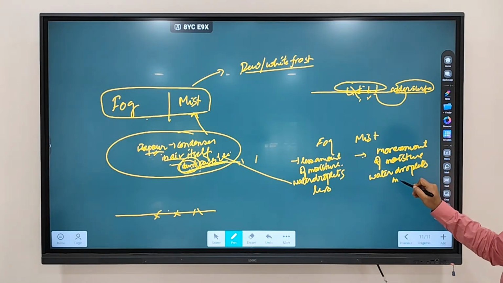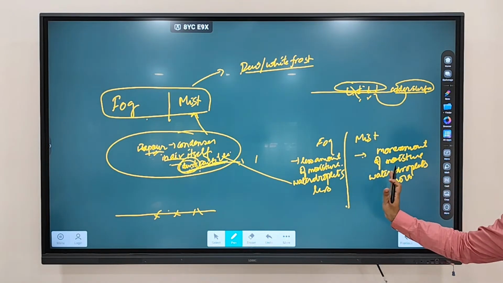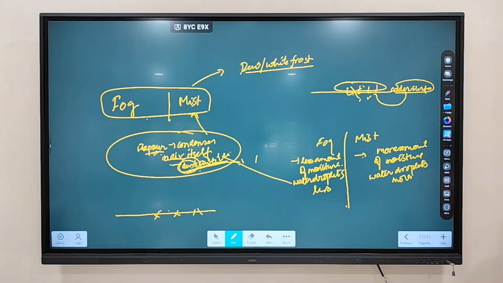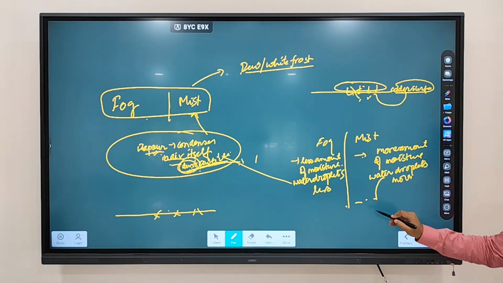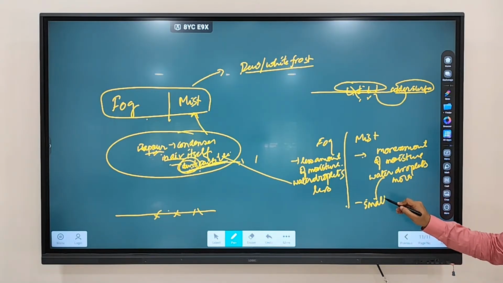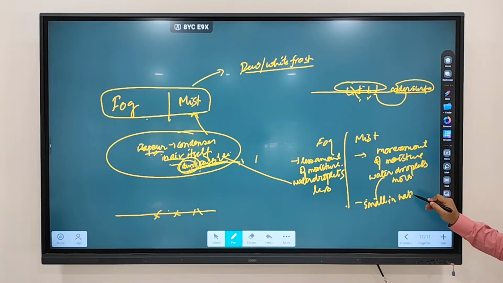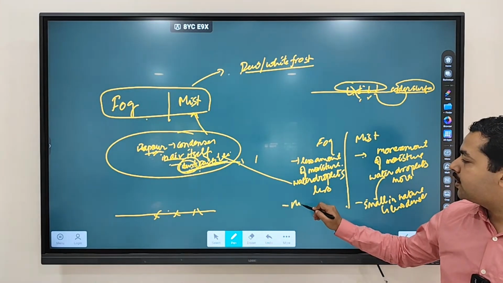Water droplets are more. So mist has more moisture than the fog. That you have to keep in mind. Second, here in fog the water droplets that are formed are small in nature, and that's why it is less dense. Here in mist the water droplets could be heavy.